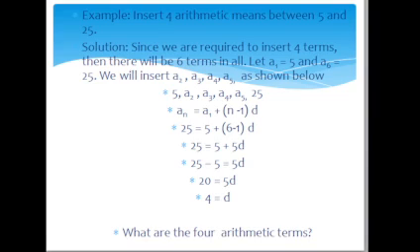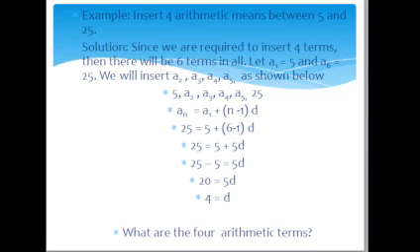first and the last. So we have let a sub 1 equals 5 because that's the first term, and the a sub 6 is 25 because 25 is the sixth term. We will insert a sub 2, a sub 3, a sub 4, a sub 5 as shown below. Okay, 5, then a sub 2, a sub 3, a sub 4, a sub 5, and 25. Now we will go back to the given rule or formula.